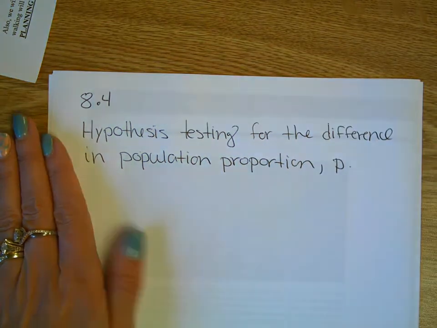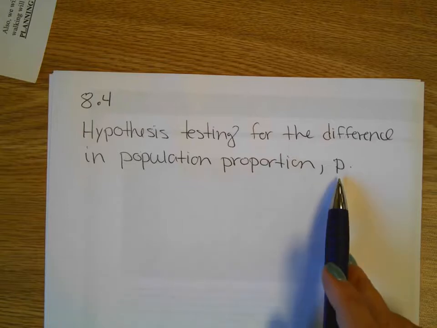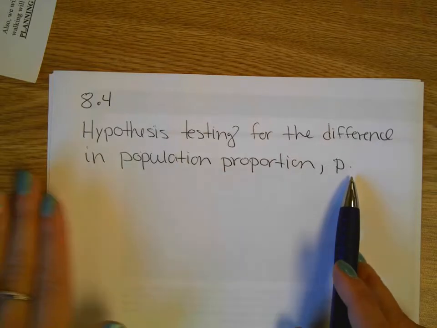Okay, now we're finally switching to proportions. So we had 3 sections where we were doing the difference in means. We had big sample with independent, small sample with independent, and then we did dependent, where it was the same group, like a before and after. Now we're doing the difference in proportions.